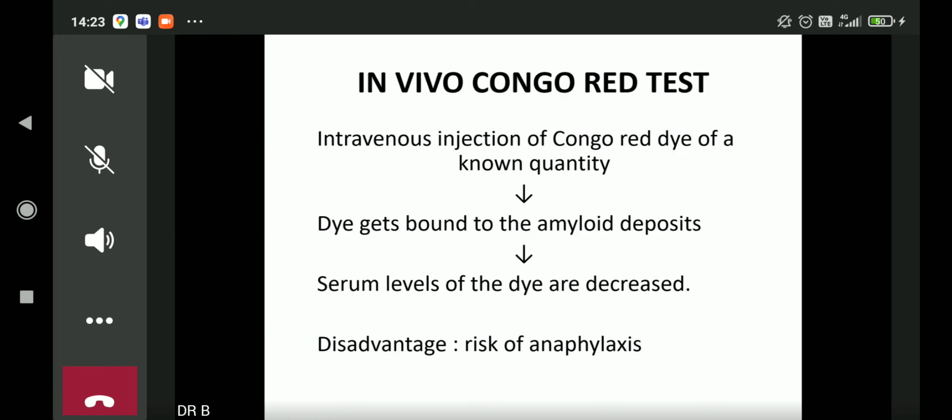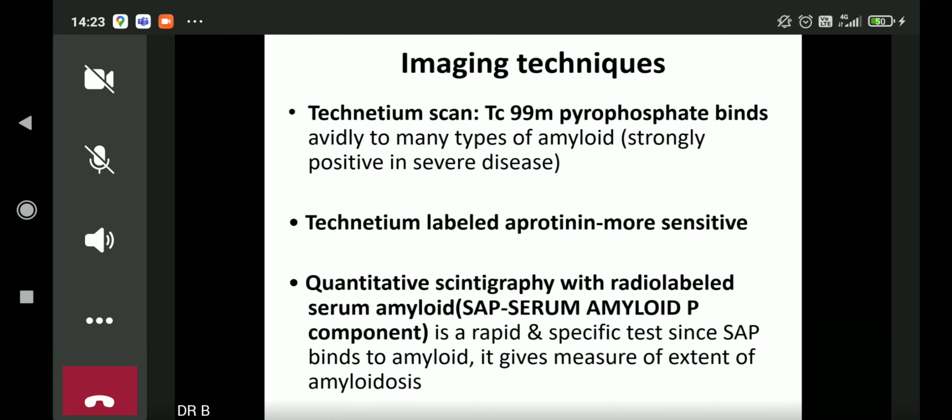Now, how do you do the in vivo Congo red test? This is also asked. You intravenously inject Congo red dye of a known quantity. The dye gets bound to amyloid deposits if present, and then you test the level in the serum. If it is decreased, it suggests amyloid deposition. Imaging techniques, you can do a technetium scan which binds to many amyloids, so it will give a strong positivity. Technetium scan or technetium labeled aprotinin scan.